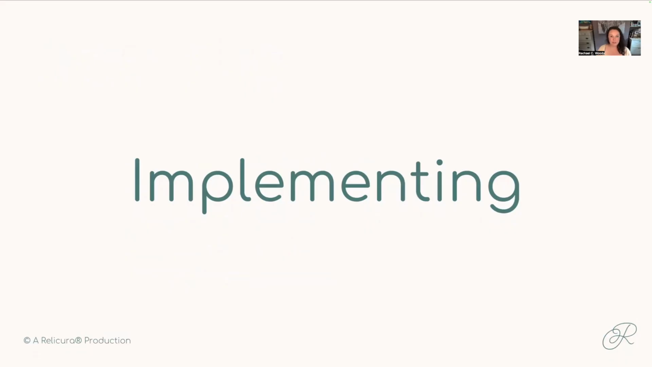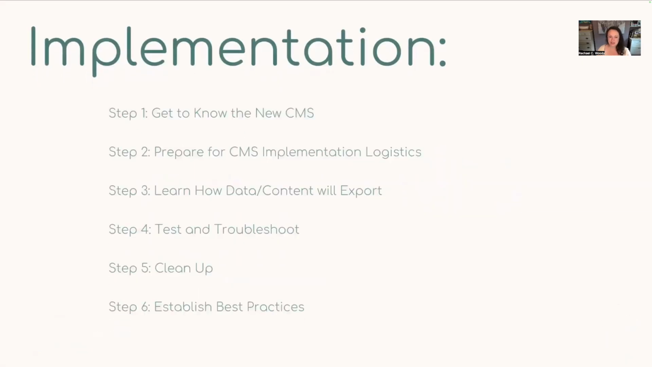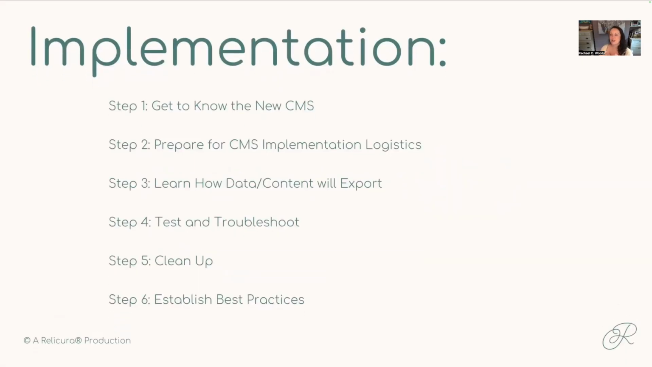Implementing. So you've done the searching, you've gone through the procurement process, whatever that looks like for your particular institution, you have selected, you have entered a contract. We are now implementing. So, six sort of major things to think through as you move through this implementation process.